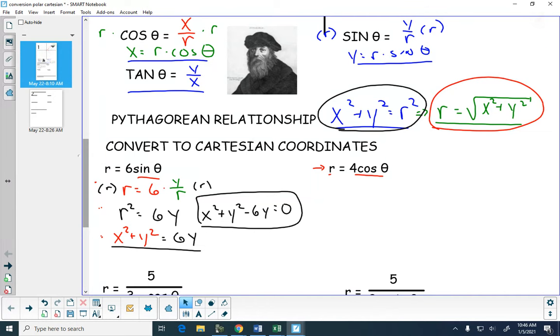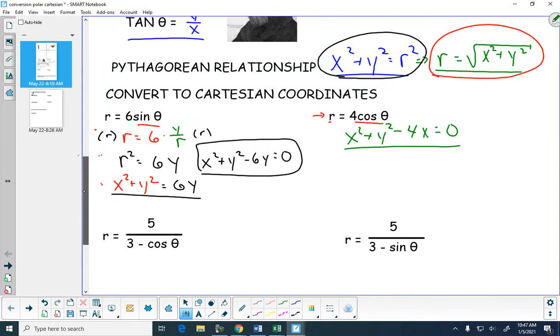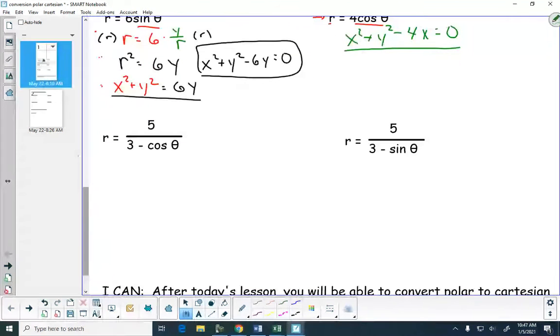x squared plus y squared minus 4x equals 0. That is correct. Following the same method that we just did over here, you get a very similar solution. And once again, if you had x squared plus y squared is equal to 4x, I would accept that too. Okay, let's go to the bottom.